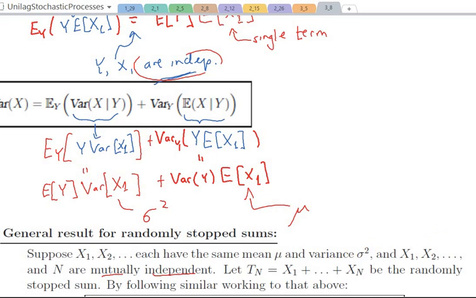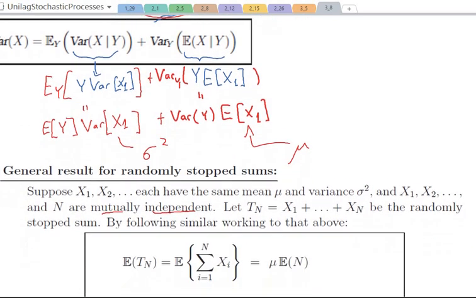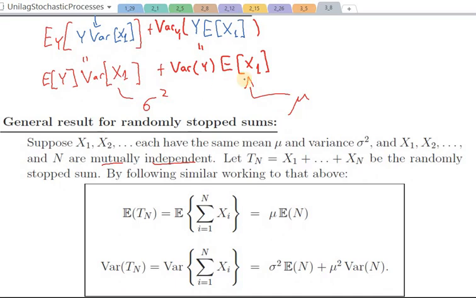Okay. So the result that he has is expectation of Tn is equal to mu times expectation of n. So his Tn was what I'm calling X. His mu is what I'm calling the expectation of X1, and his n is what I'm calling Y. The same thing here. When he does the variance, this Tn is what I'm calling X. This sigma squared is what I'm calling variance of X1. This expectation of n is what I'm calling expectation of Y. And then we have mu squared times the variance of n.